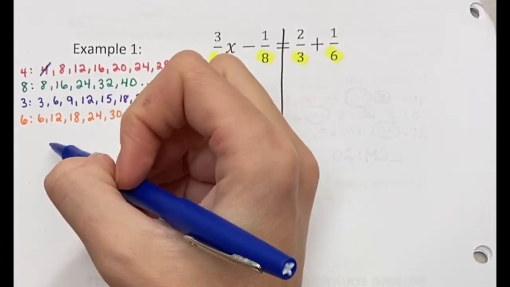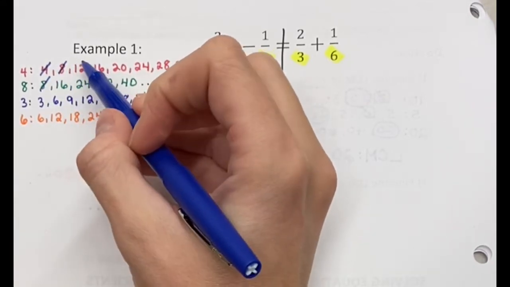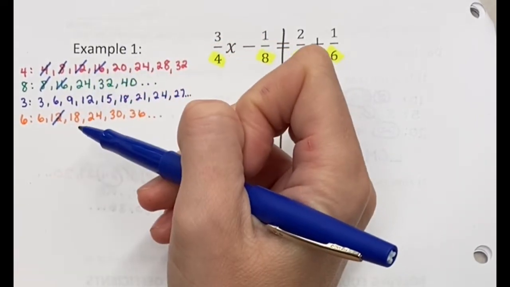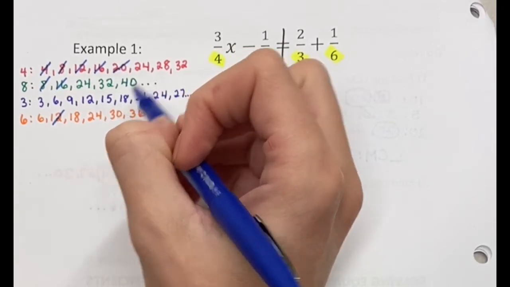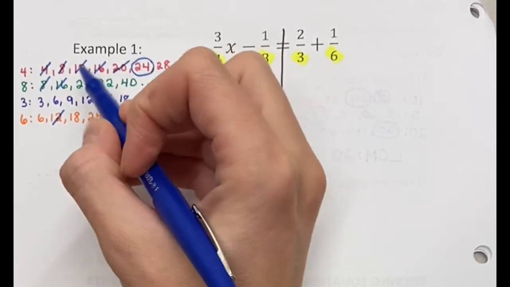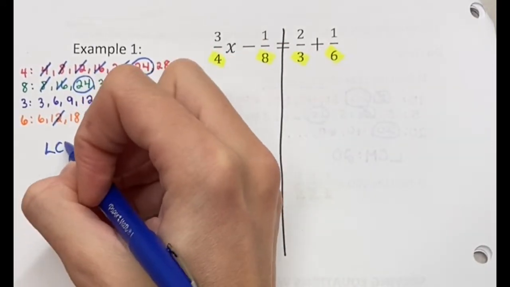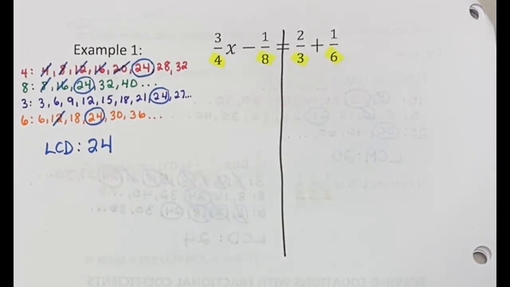So 4 is not common between all of them. 8 is only common between 2 of them. 12 is only common between 2 of them. 16 is only common between 2 of them. 20 is not common. 24 is common between 1, 2, 3, and 4 of them. So my least common denominator is going to be 24. So then we need to get all of our denominators to be 24.